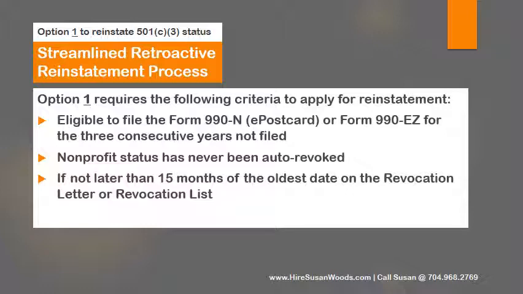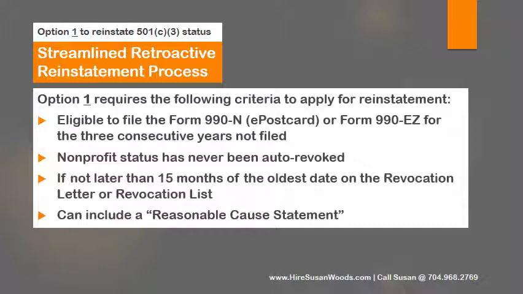Has it been 15 months from those dates until now that you were revoked? So looking at today's date that you had written down, has it been 15 months from today's date and the date on the revocation letter? Has it been 15 months from today's date and the date on the revocation list? If not, then you have met the criteria.